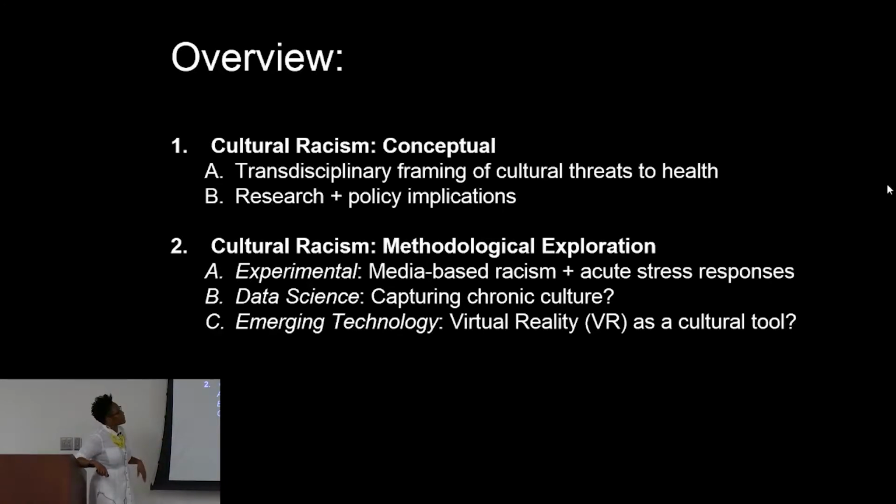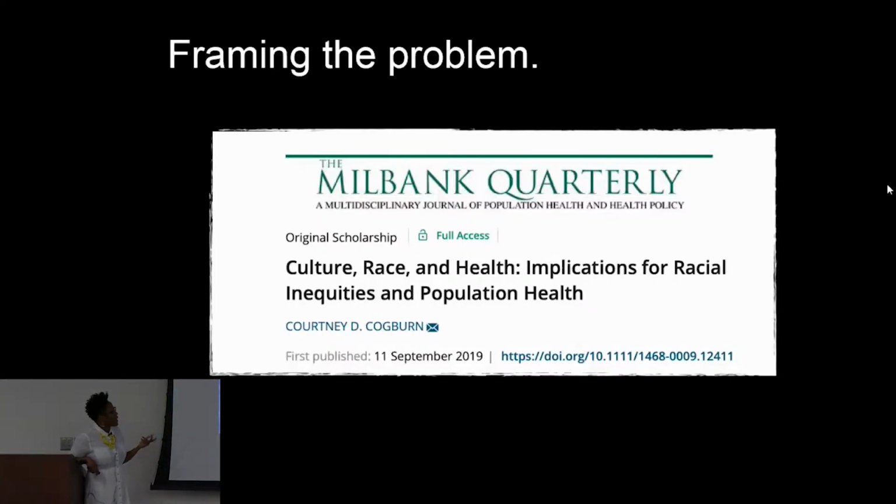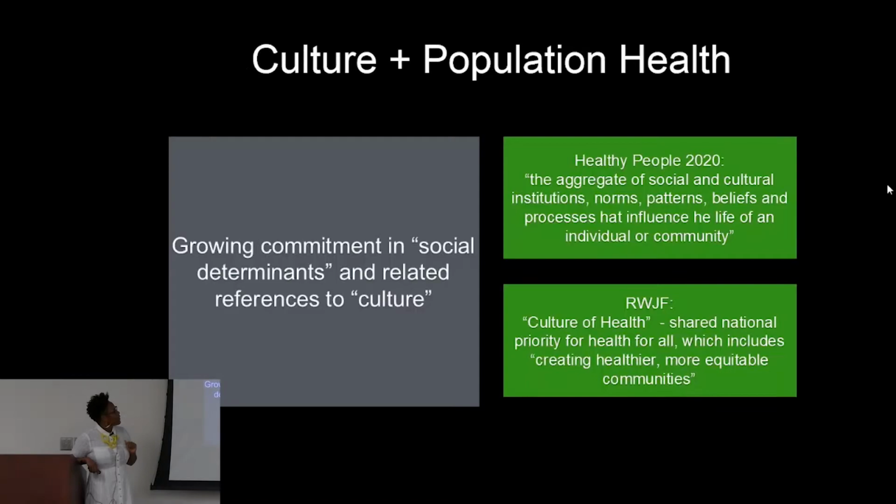So the first piece is around culture, race, and health and implications for racial inequities in population health. Really, this paper is making an argument that we've had this increased discourse around culture. Healthy People 2020 argues that there's an aggregate of social and cultural institutions, norms, patterns, beliefs, and processes that influence the life of an individual or community.